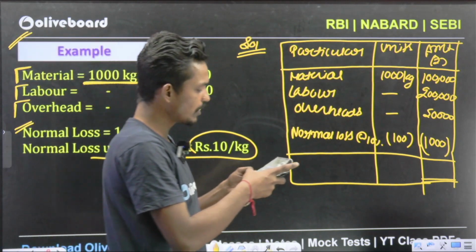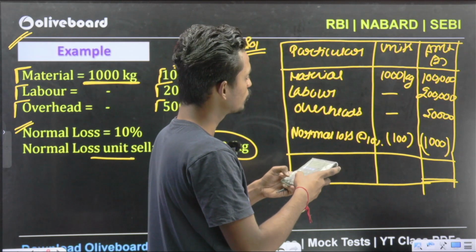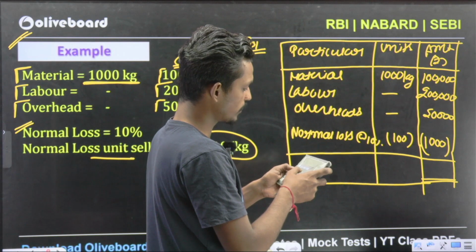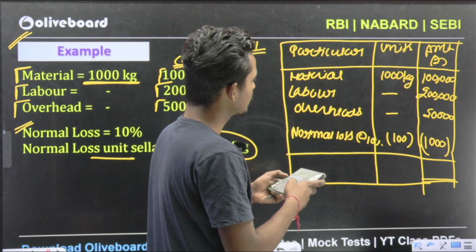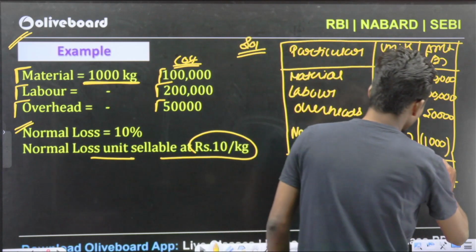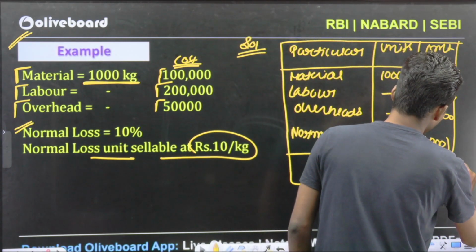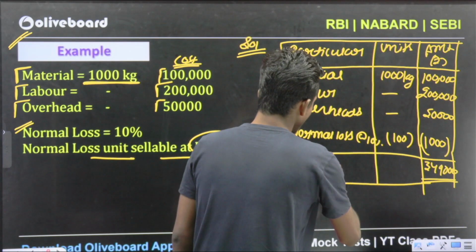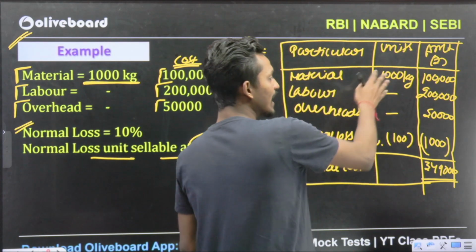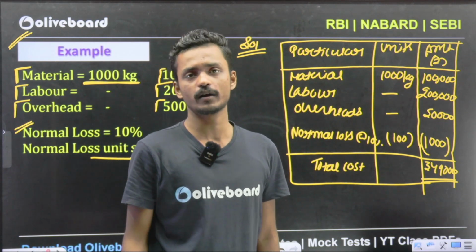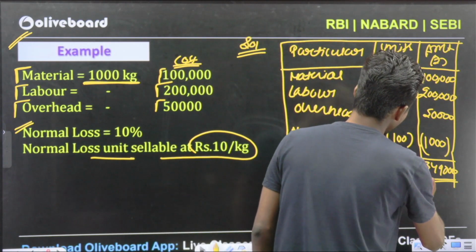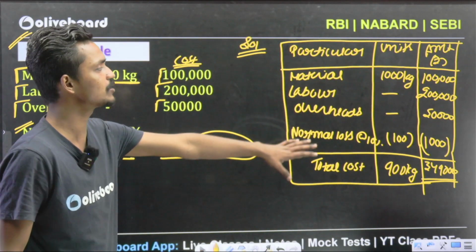So I am doing the 1 lakh rupees, 2 lakh rupees, 50,000, and I am deducting the 1000 rupees over here, 1000 rupees over here. So I get the 3,49,000 of the total cost. Yes, I have the 3,49,000 of the total cost, and when I am incurring the total cost of 3,49,000, I am getting what amount of units over here? Yes, I am getting the 900 kg of units over here.